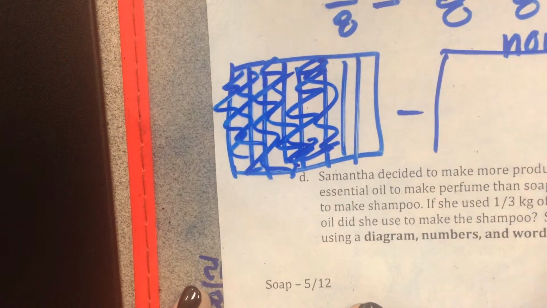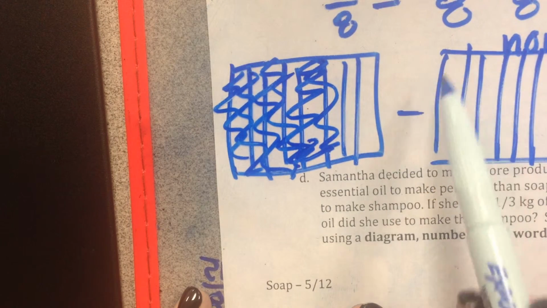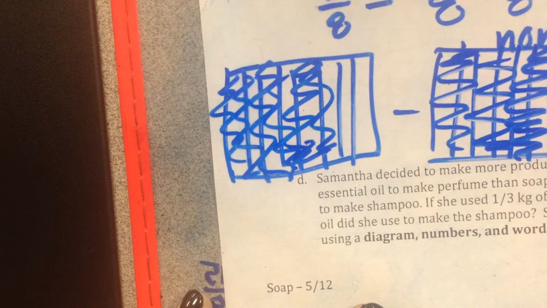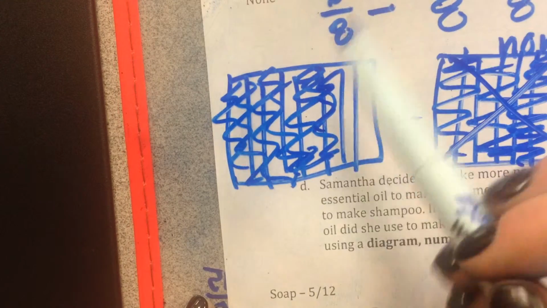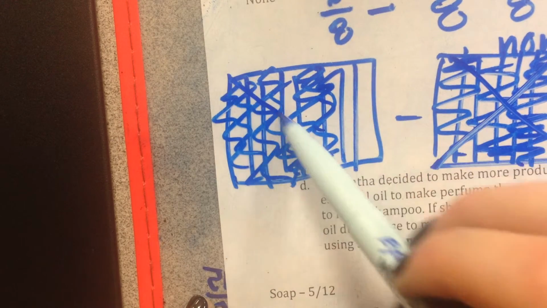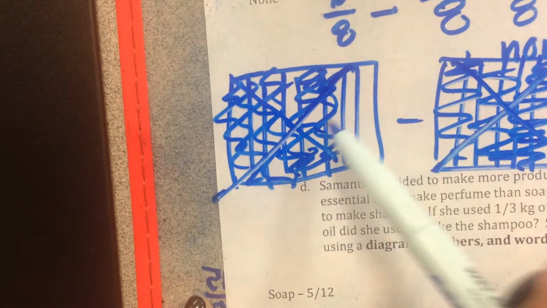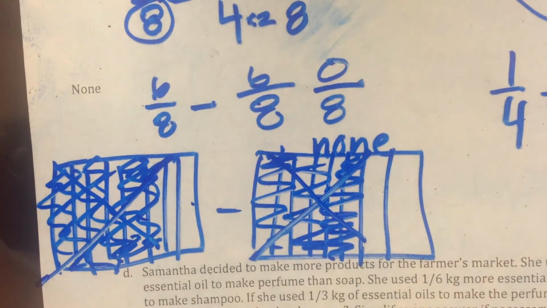And we're going to subtract 6 of our 8ths again. 1, 2, 3, 4, 5, 6. Okay, so this is what we're subtracting. 6/8. So let's come over here and subtract 6/8. That leaves us with none of our 8ths colored in left. We have none left. So our sentence will be, what's her name?